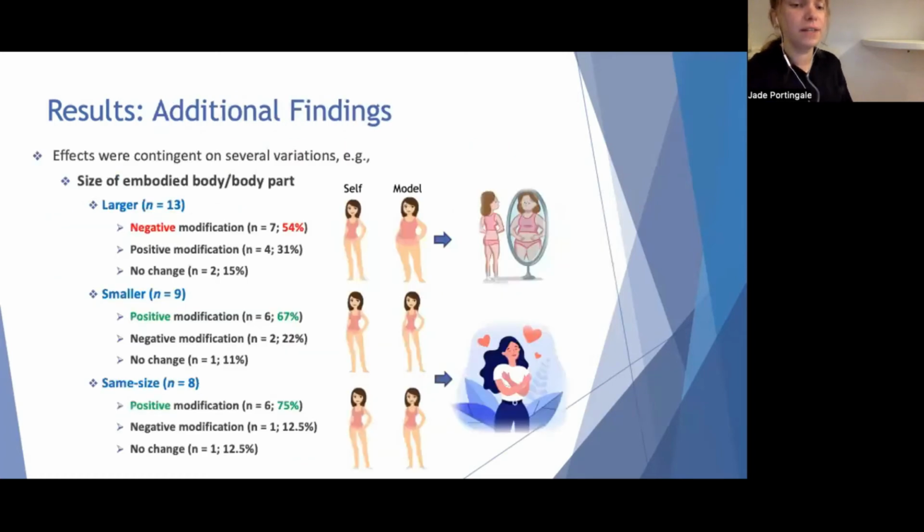However, again, these effects were found to be contingent on several variations, such as the size of the embodied body or body part. As could be expected, embodying a larger body relative to one's own actual size resulted in a negative modification in body image in over half of the studies, whilst embodying a smaller body part resulted in a positive modification in body image in over 2/3 of the studies. Interestingly, embodying the same size body part also produced positive modifications for 3/4 of the studies that assessed this.